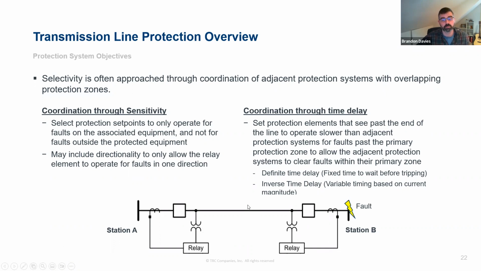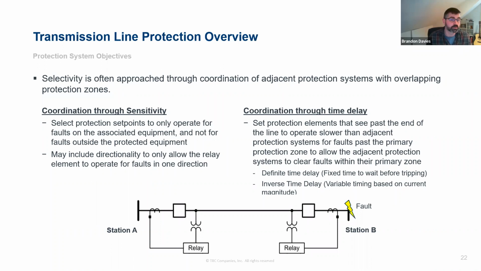So there's really two ways we look at selectivity, and it's all considered coordination. We've got to coordinate these relays with the other surrounding relays to ensure that we give that other relay an opportunity to trip. And there's two ways we go about that. One is through sensitivity. So we could set the relay at station A so it just will not respond for a fault on that bus or for a fault somewhere else past this bus. So we can coordinate by just having it not operate, because that's what it's not supposed to do.